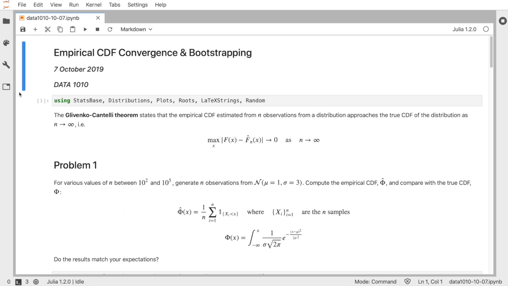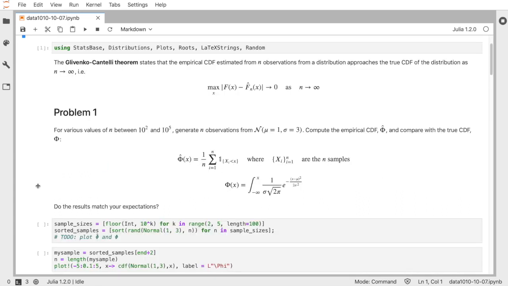So let's get started. The Glivenko-Cantelli theorem says that the empirical cumulative distribution function, estimated from n observations drawn from the same distribution, approaches the actual cumulative distribution function as the number of observations goes to infinity, even when we evaluate the difference at the worst point x. So the biggest difference between the empirical CDF f hat and the actual CDF f converges to 0 as the number of observations goes to infinity. We'll want to visualize that to make sense of it.